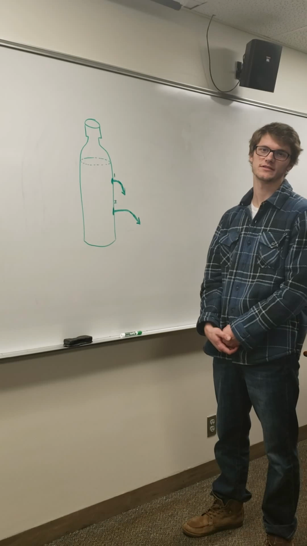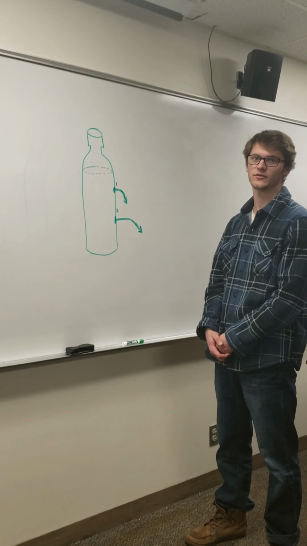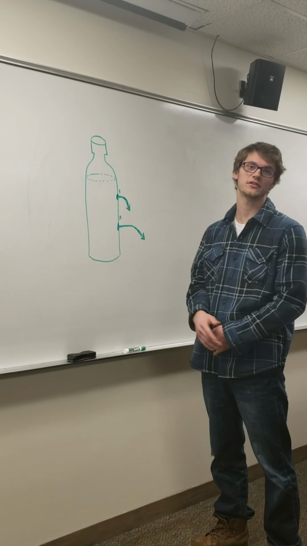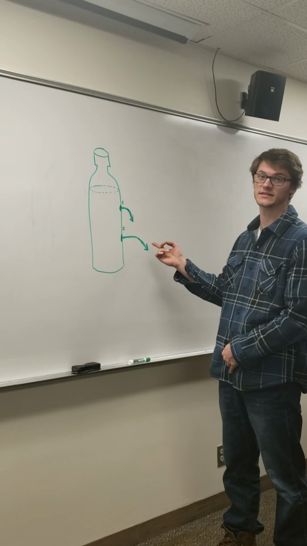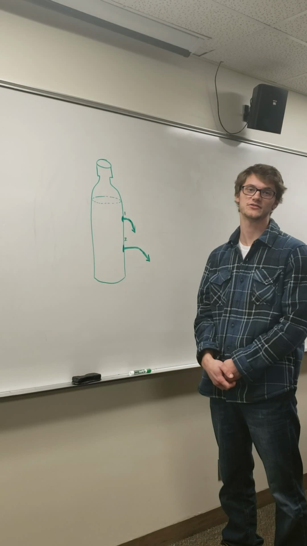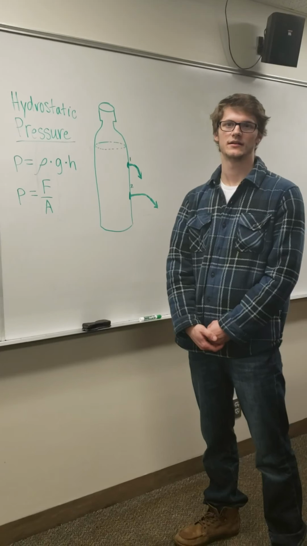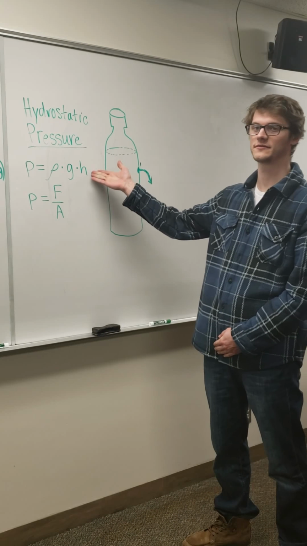Okay, what did we notice about the distance of water flow from the bottle? We saw that the top hole's flow went only a little distance from the bottle, while the bottom hole went a further distance than the top hole. This can be explained from analyzing the equation for hydrostatic pressure. Now let's take a look at the equation for hydrostatic pressure and how it's derived.